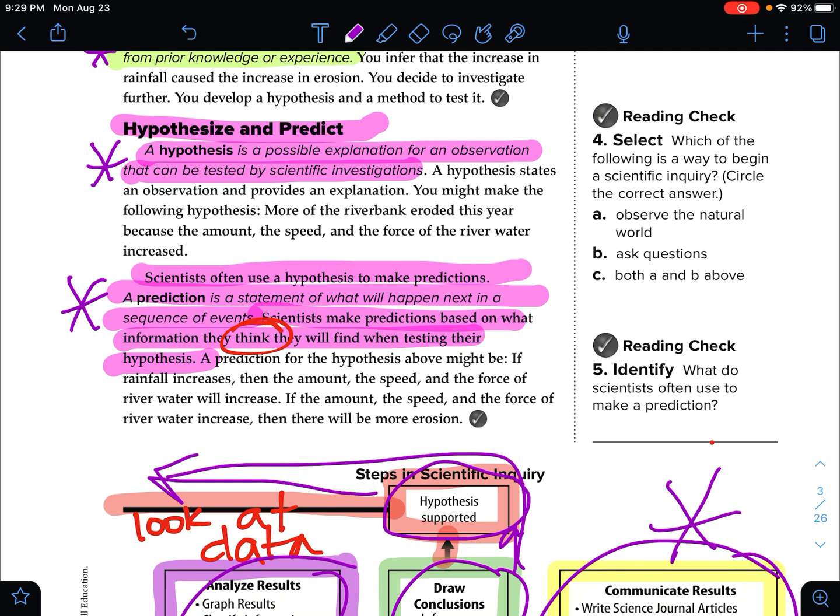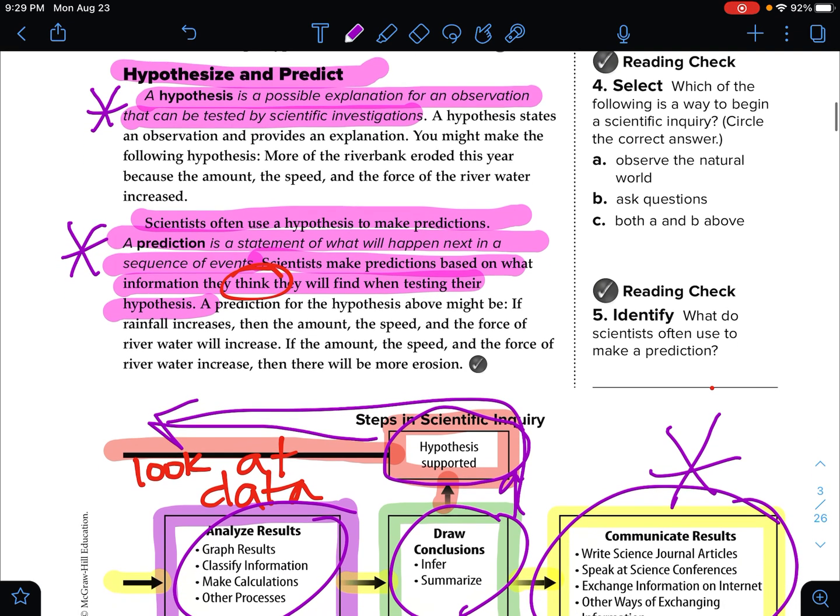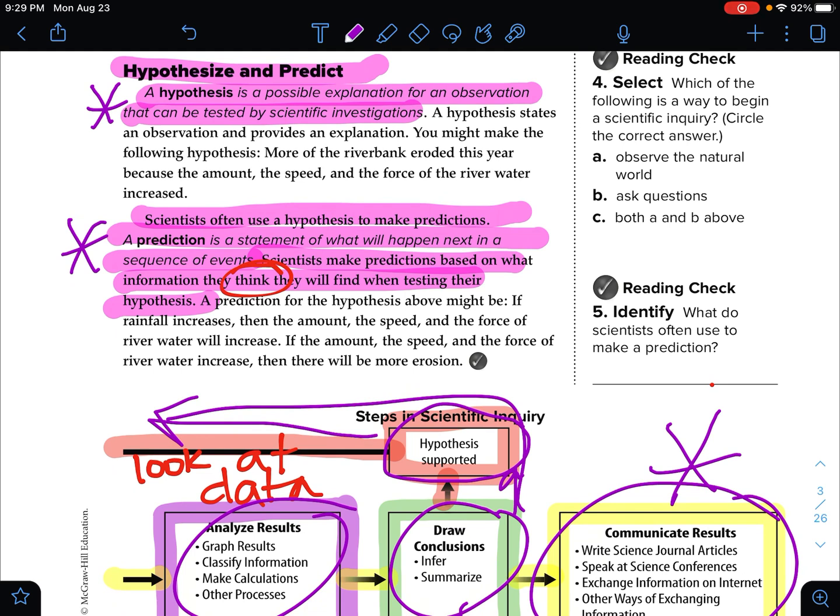We've done some work with predictions and making observations and making inferences, as when we did that OPIC stuff. Okay, a prediction for the hypothesis might be, if the rainfall increases, then the amount, the speed, and the force of the river will increase.